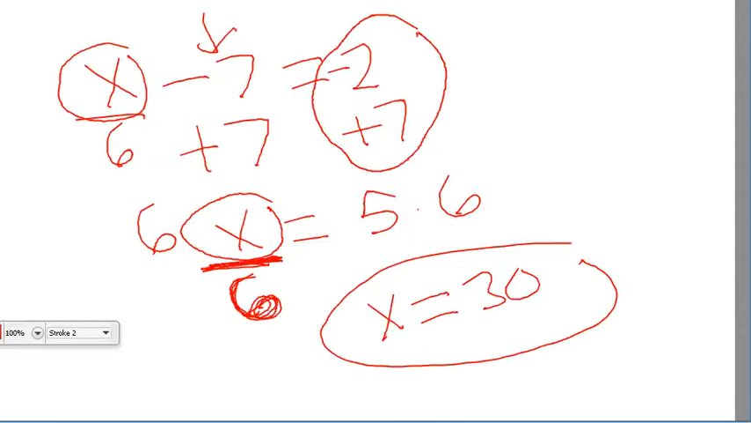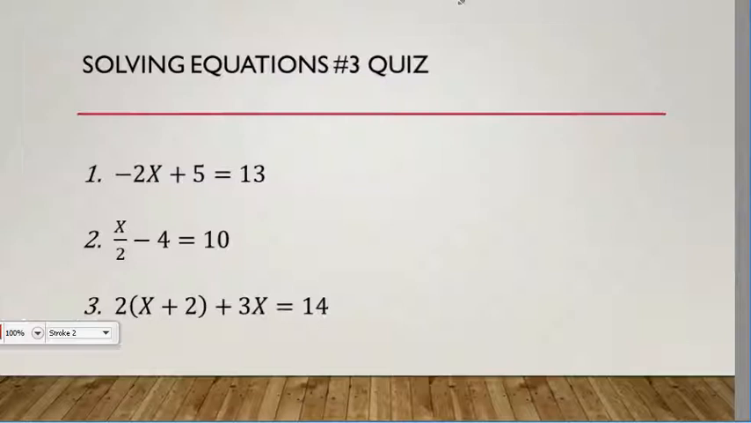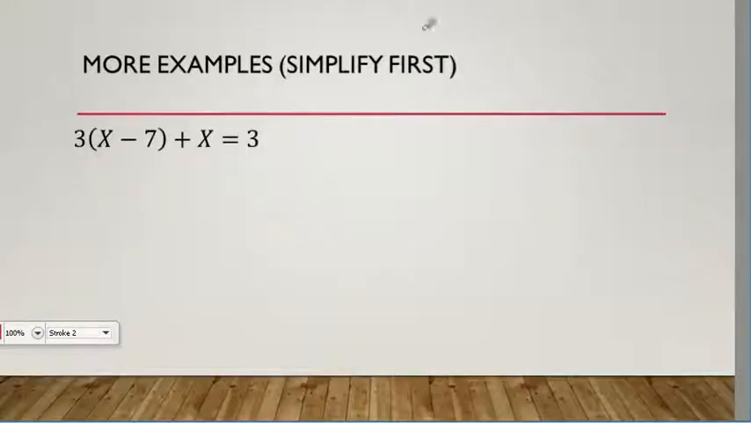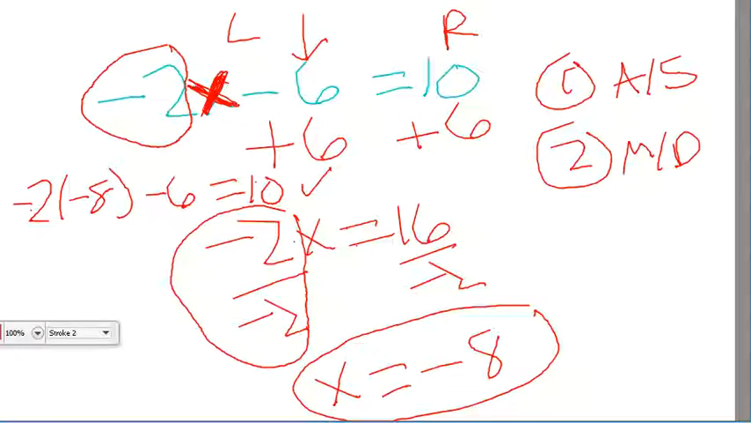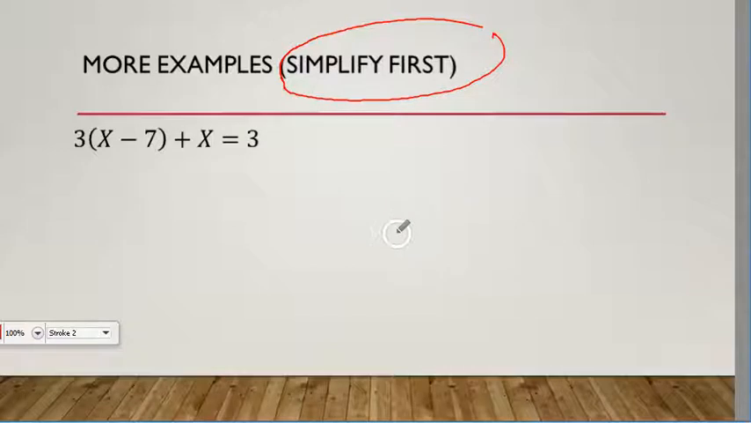There's one more thing that we need to talk about here before you have your quiz. Oh, I'm not ready for you to have your quiz yet. Let's go back. Okay, here we go. Sometimes when you're solving an equation, you may need to simplify one of the sides first.